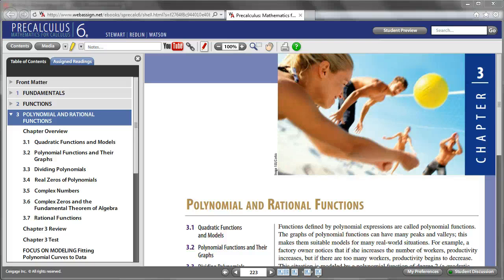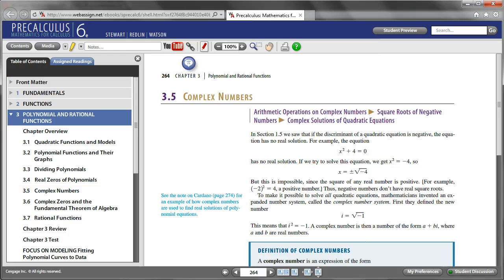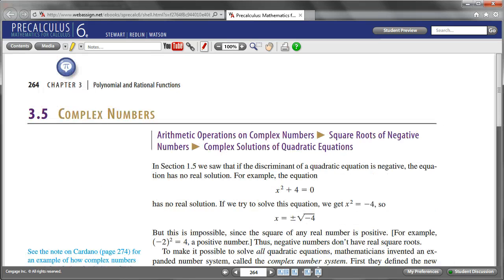We are done up to 3.4, so let's move on to 3.5, complex numbers. What is a complex number? Well, let's begin with a motivational example as we see over here. x squared plus 4 is equal to 0, consequently x squared is equal to negative 4. But here's a problem. There is no such real number x. As a matter of fact, there's no real number whose square is a negative number.